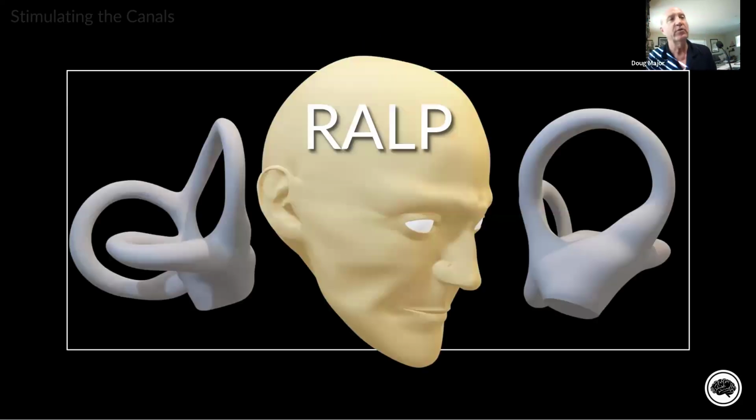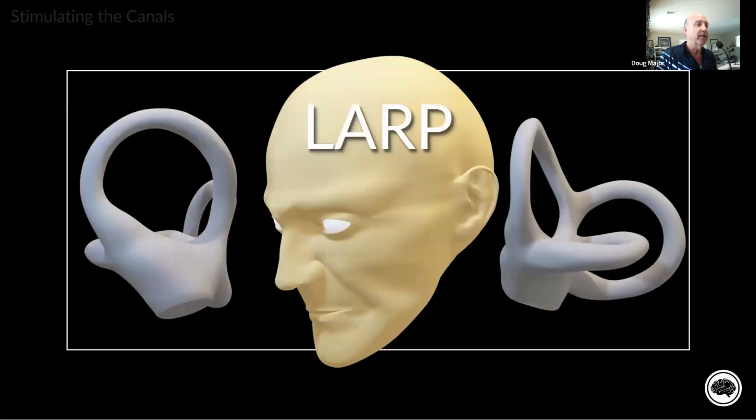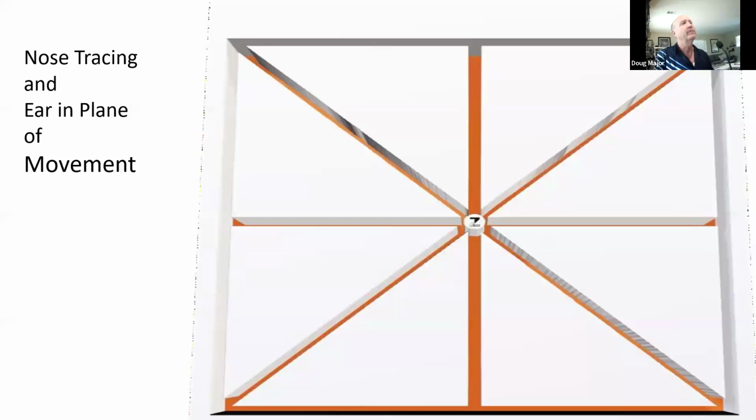The key thing is the two main planes, the right anterior, left posterior plane. Okay, so that's the RALP plane, and the opposite is true with the other side, the LARP plane. And we'll investigate this further. This is just an overview right now.